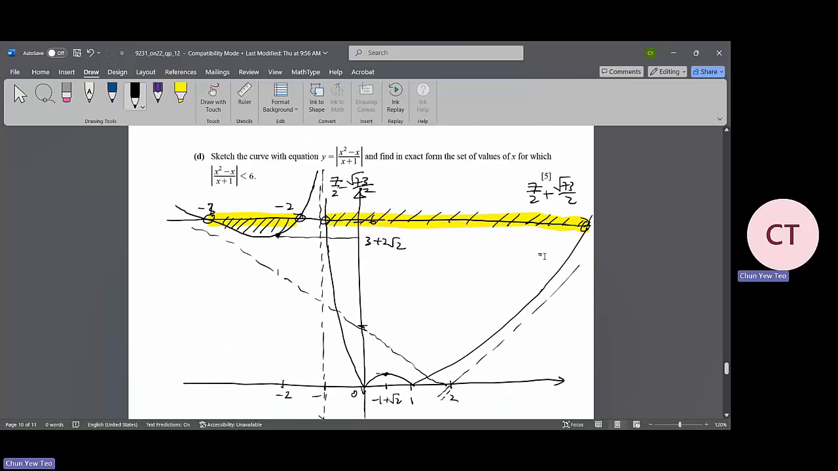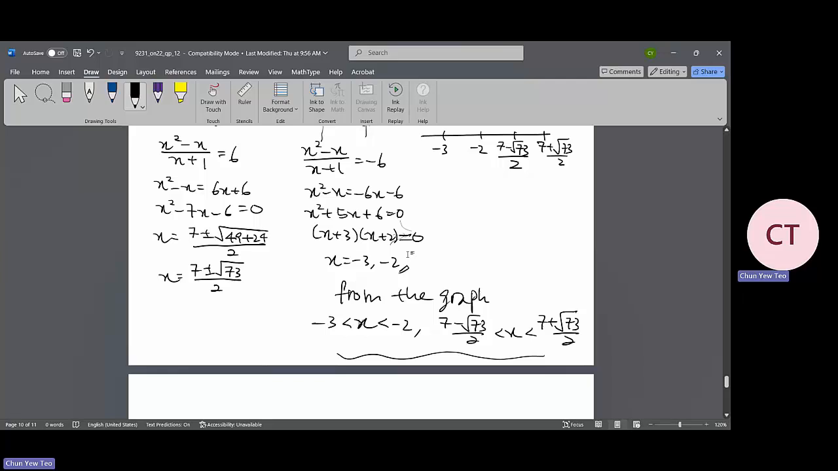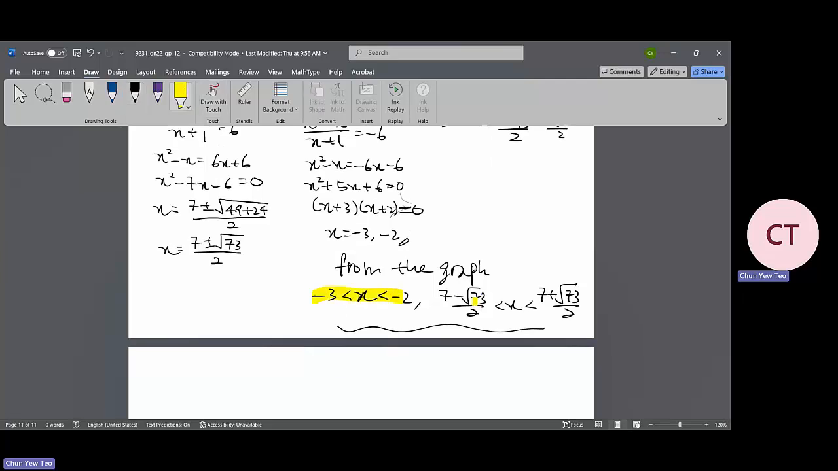So done. Let me erase this and make the graph back to normal. So this is the graph of y equal to the modulus of x squared minus x over x plus 1, and this is the graph of y equal to 6. So you can see from the graph that your answer will be this and this.